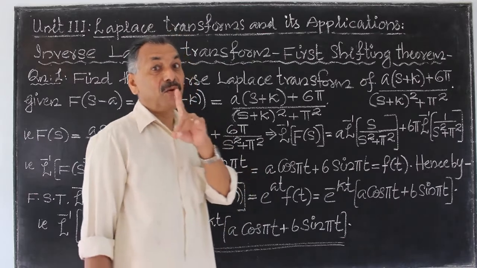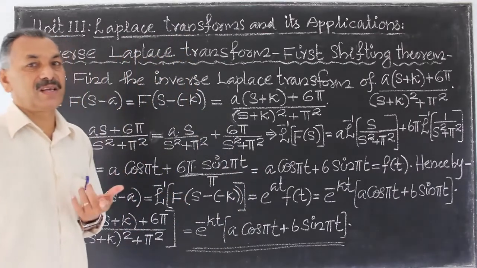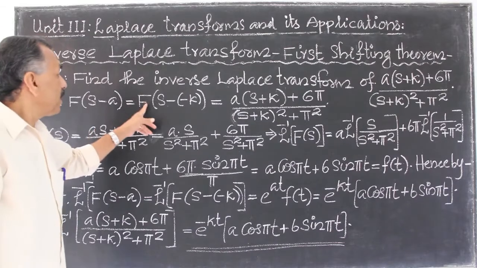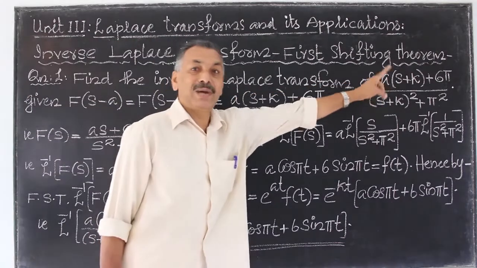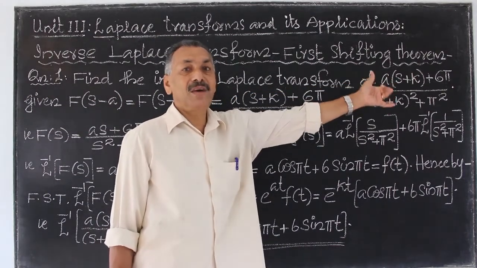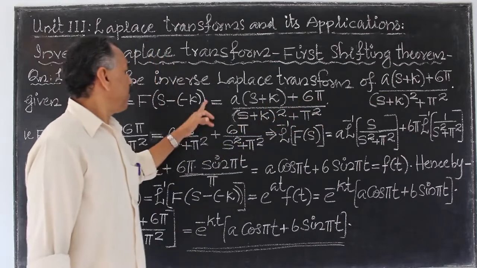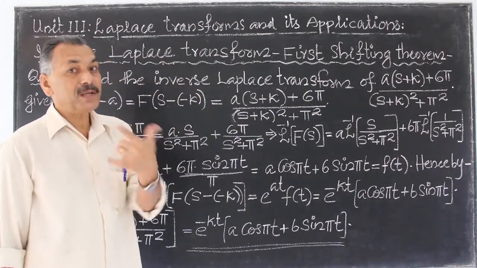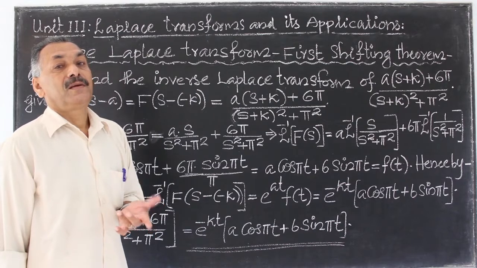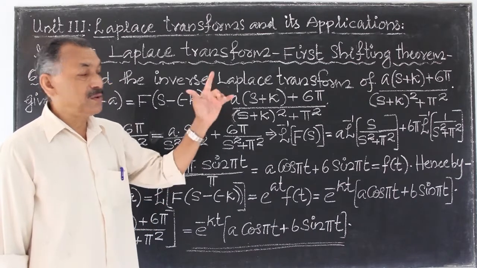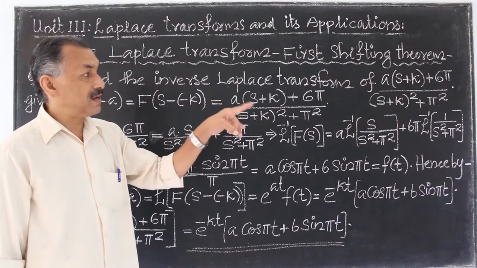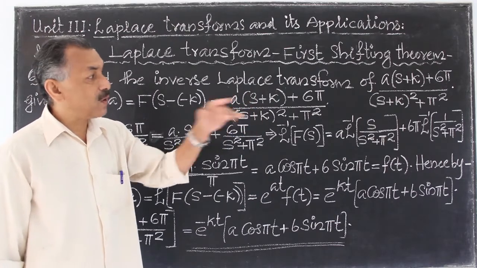That is, given f(s−a). By the first shifting theorem, given f(s−a) is equal to f(s−k), so a is −k. That is f(s−k), where s is s+k. That is f(s) here: A(s+k) + 6π divided by (s+k)² + π².